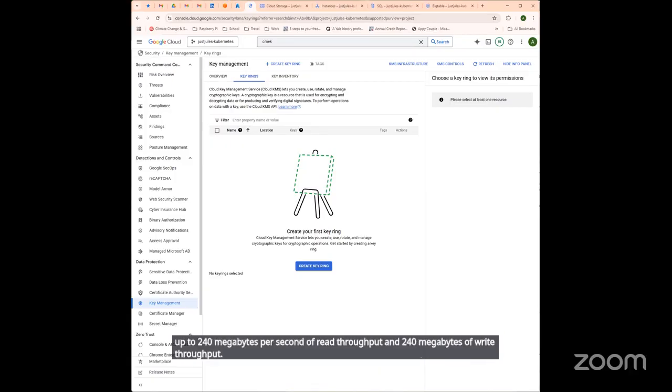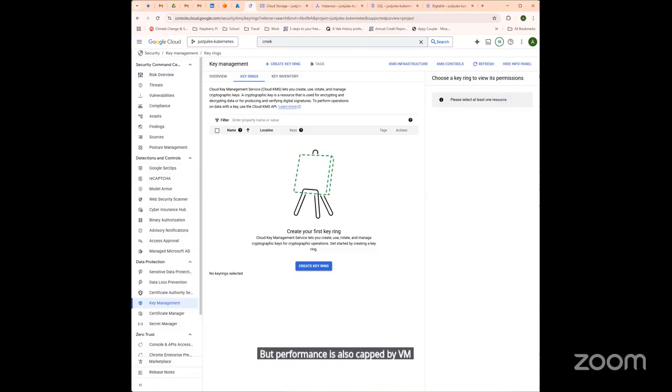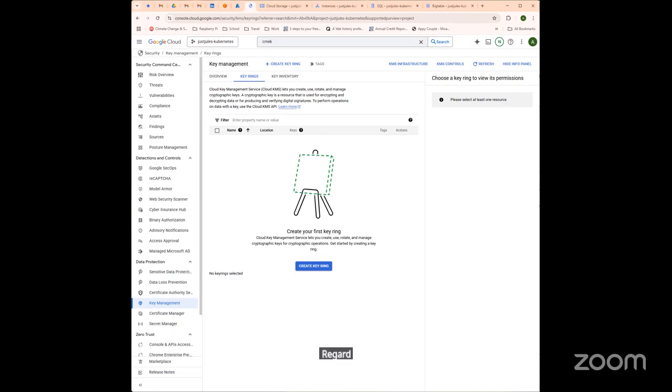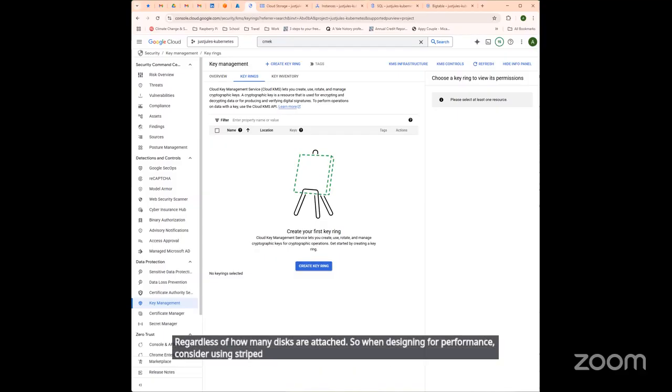But performance is also capped by VM size. A VM with 8 CPUs has a bandwidth cap of 4 gigabytes per second, regardless of how many disks are attached. So, when designing for performance, consider using striped disks by creating a software RAID 0 array across multiple persistent disks. This can overcome the performance limits of a single disk.